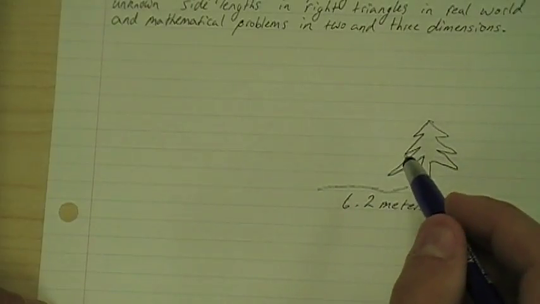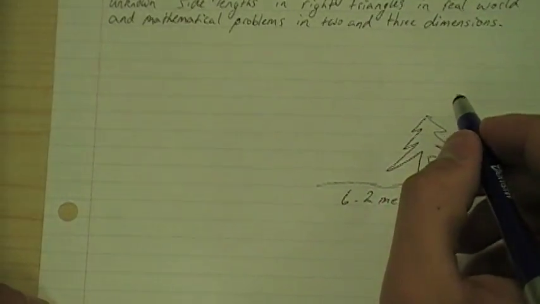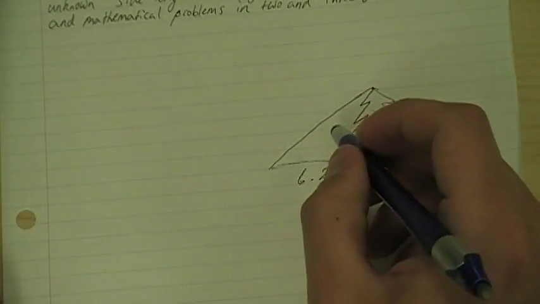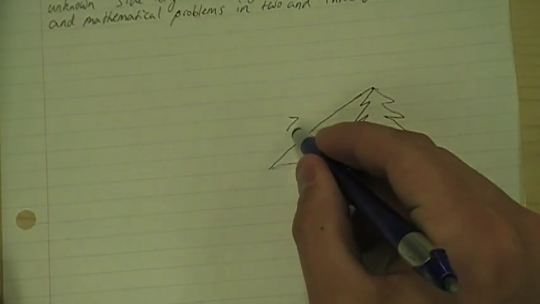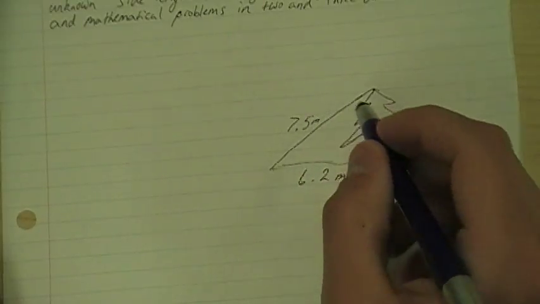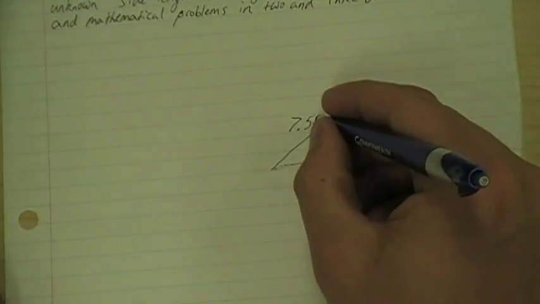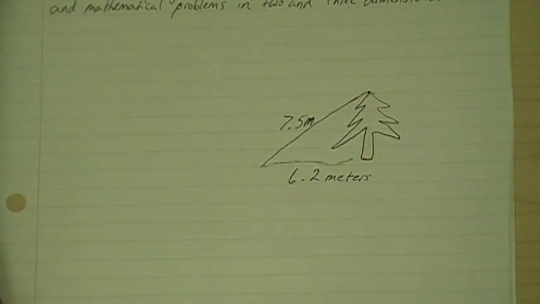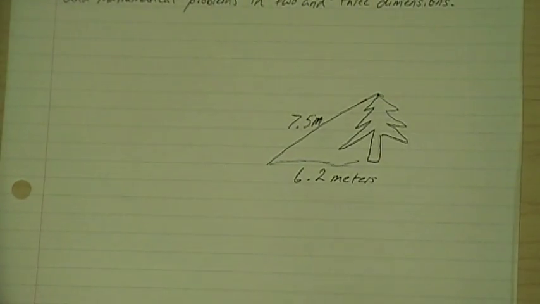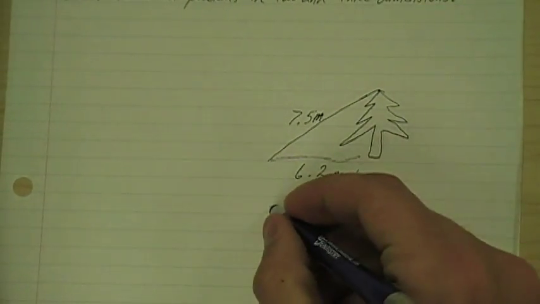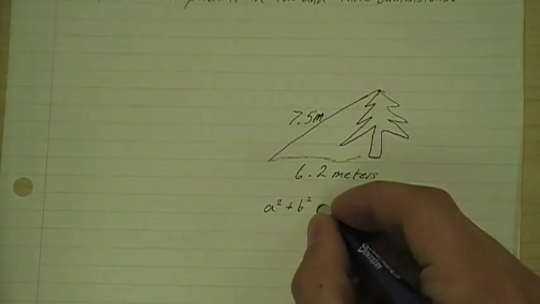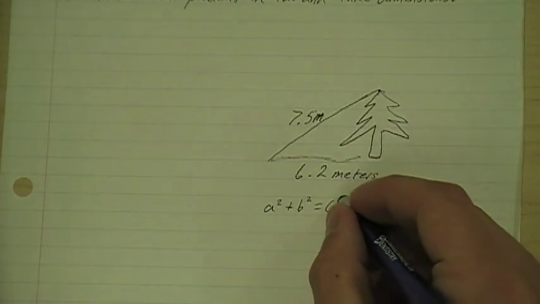Okay, and we know with a special tool, if you will, that from here, top of the tree, to the top of the shadow is 7.5 meters. And right here, I'm just going to use an M for short so we don't get writing into our picture. Well, to find this out, the Pythagorean theorem states that a squared plus b squared equals c squared.